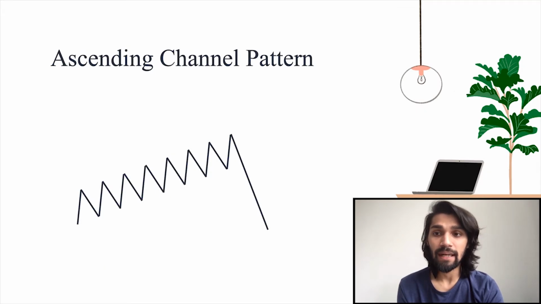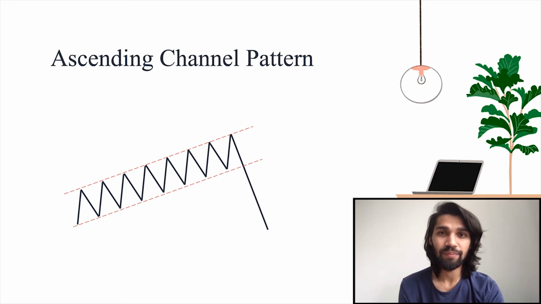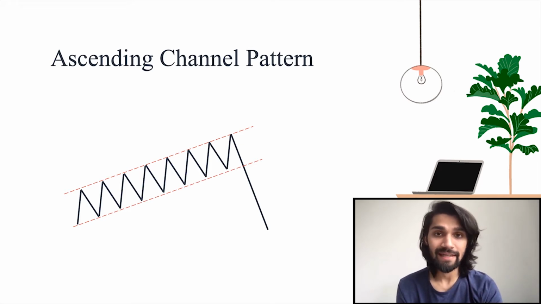Contrary to this pattern, we have another pattern called the ascending channel pattern. Here the price moves in a channel but in an uptrend fashion, right? If you can see, the prices are going up and down in that particular zone, and once it breaks that zone, the prices are expected to move down sharply. The price is expected to fall as many points as the length of the channel.